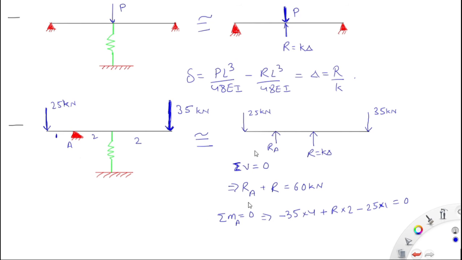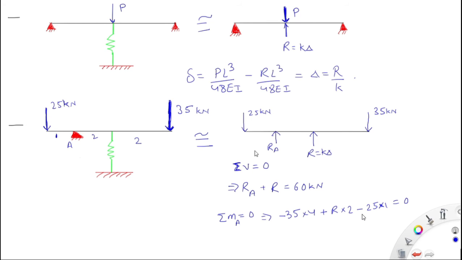Now moment about A is equal to 0, because A is the hinge support. Because this is a reaction only, the hinge support will not give any moment, so summation of moment about A is equal to 0 implies, here I have done it wrong, 25 into 1 should be plus. I have written it minus, change it to plus.